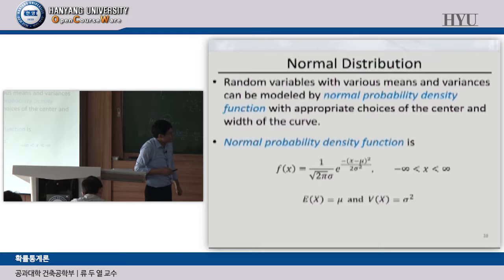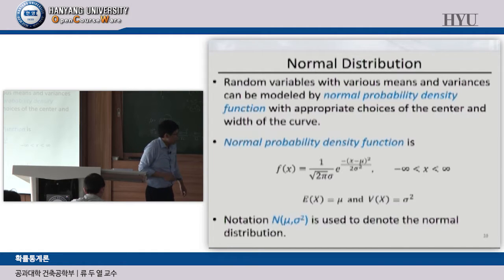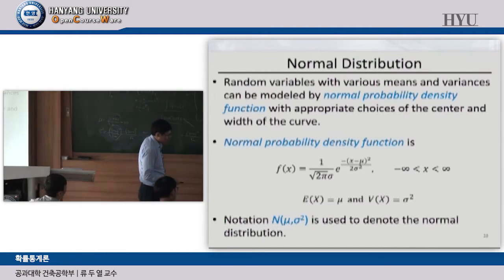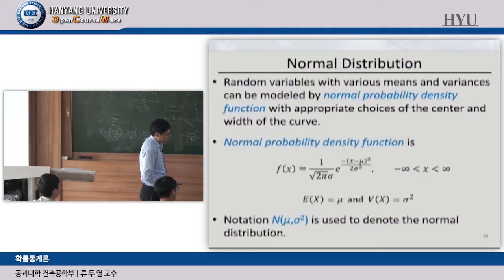So this is the definition of the normal probability density function, and the mean is referred to as mu, and the variance is referred to as sigma squared here. And the notation N(mu, sigma squared) is used to denote the normal distribution.